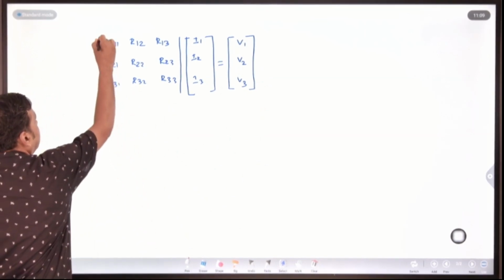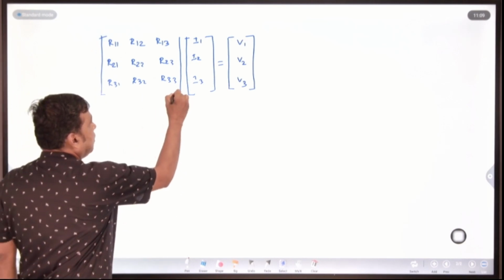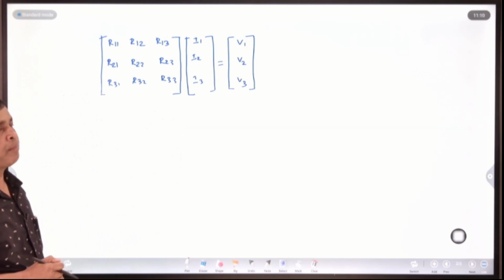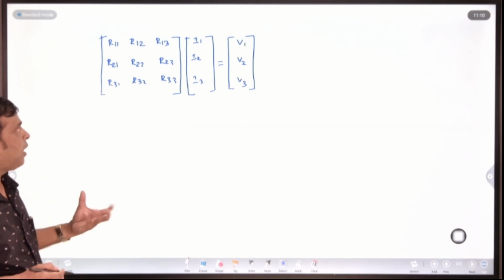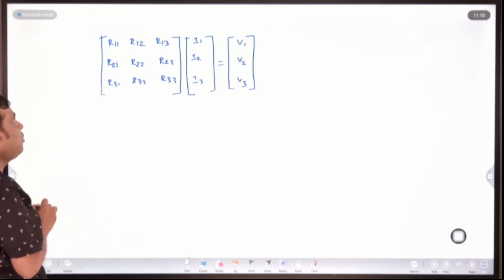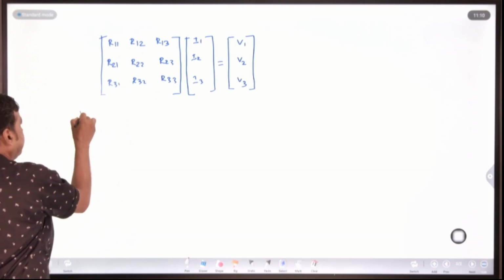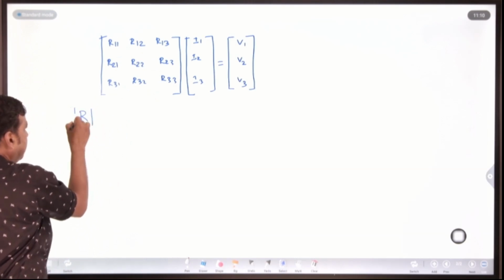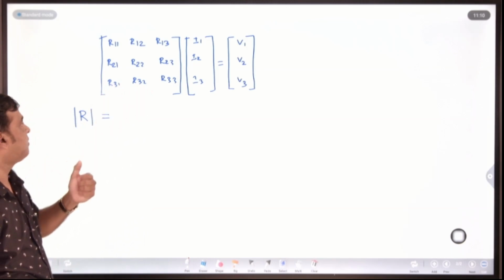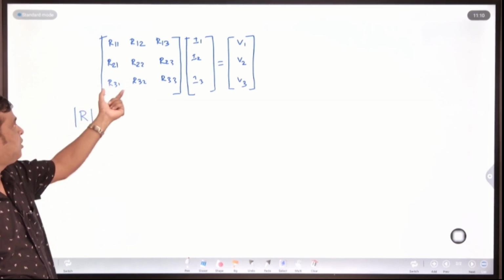So already in the 3 into 3 matrix, we have to calculate the values of I1, I2, I3 using Cramer's rule. In Cramer's rule, how will you find I1? First of all, this is your determinant of R. First you have to calculate R, which means the determinant of the resistance matrix. So how will you get the resistance determinant?